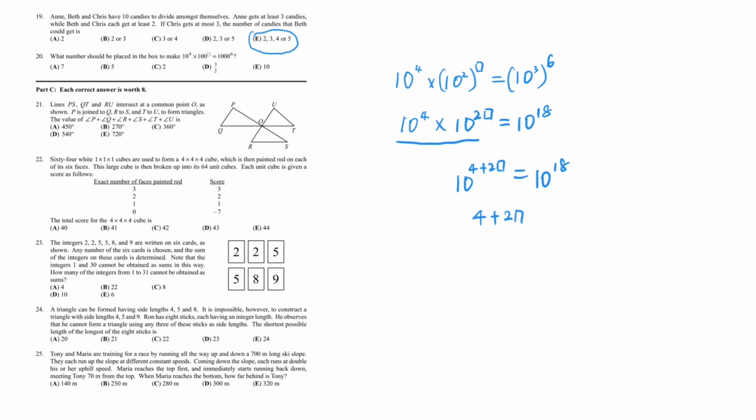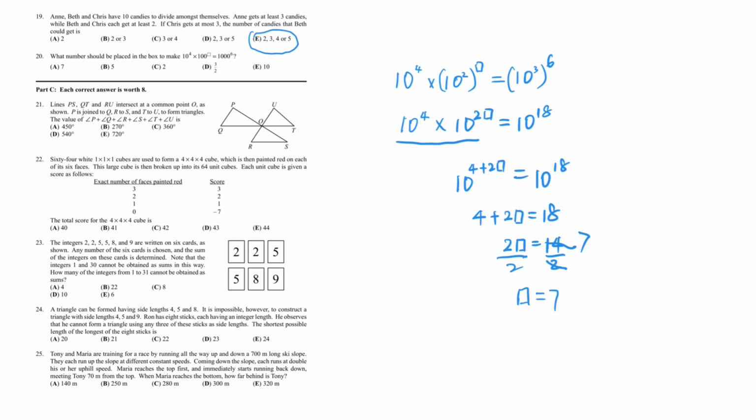4 plus 2 times box equals 18. 2 times box. Move the 4 to the other side. That becomes minus. So 18 minus 4, that's 14. Divide both sides of the equation by 2. Box equals, cancel 2, 14 divided by 2 gives us 7. Box equals 7. So 7 should be placed in the box.